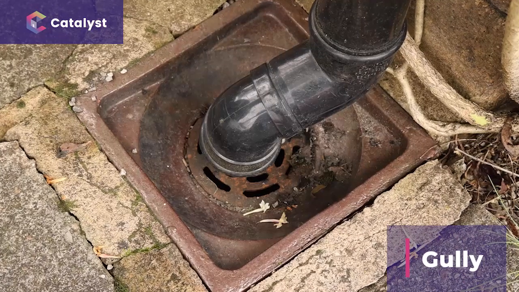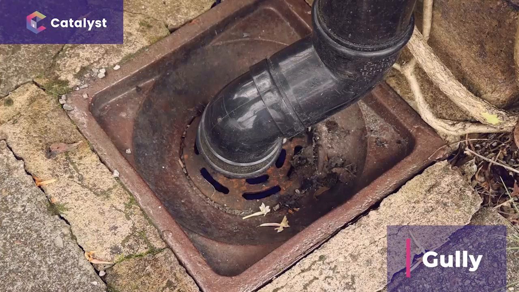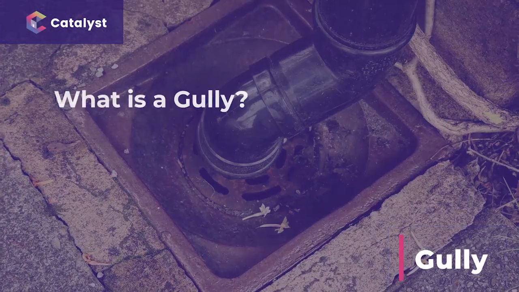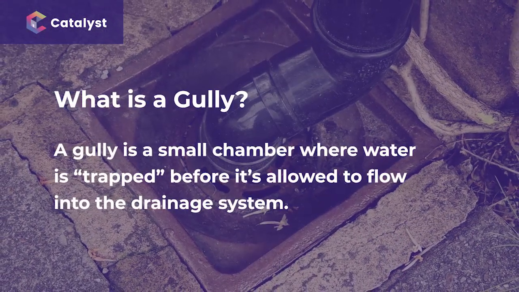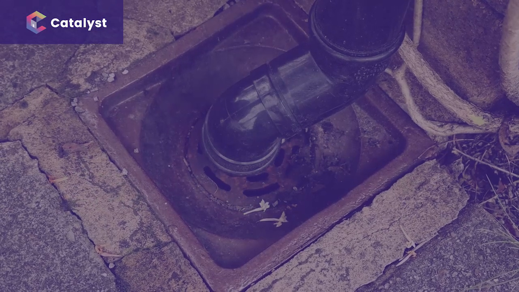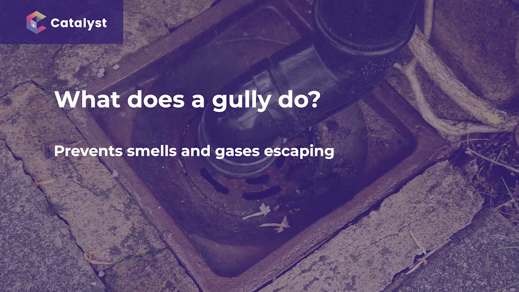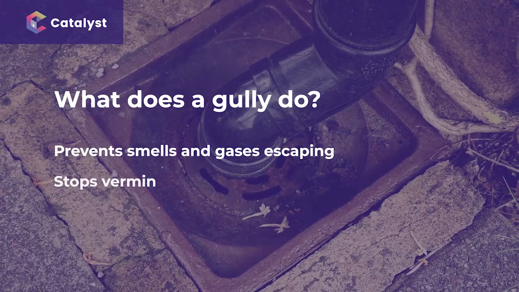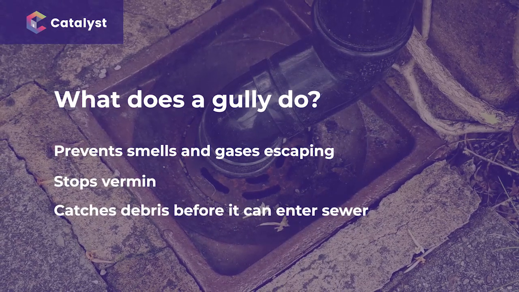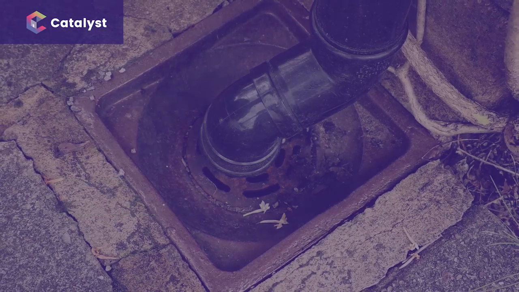The engineer must now inspect the gully, a task that is often overlooked. But first, what is a gully? A gully is a small chamber where water is trapped before it's allowed to flow into the drainage system. What does a gully do? It prevents smells and gases escaping from drains. It stops vermin, and it catches debris before it can enter the sewer system, preventing possible blockages.